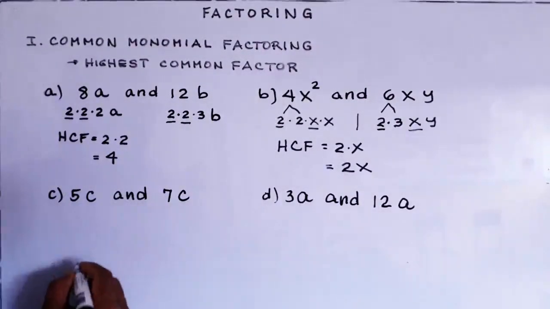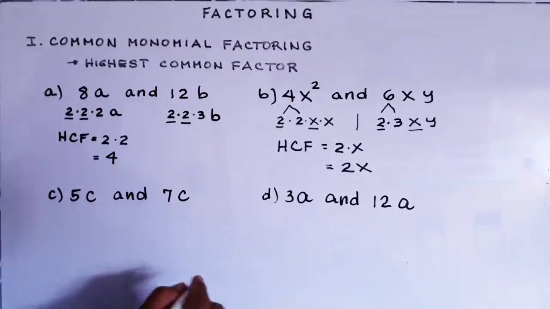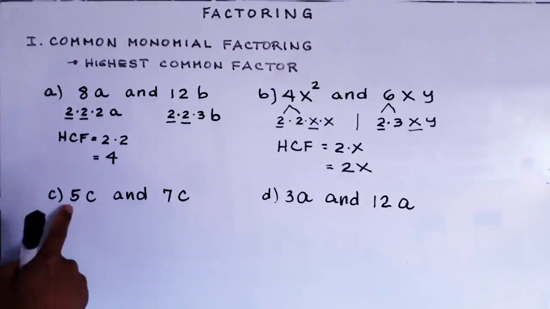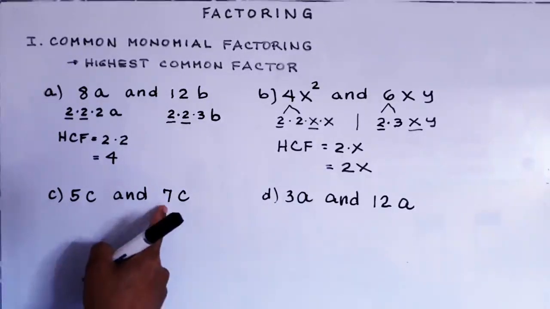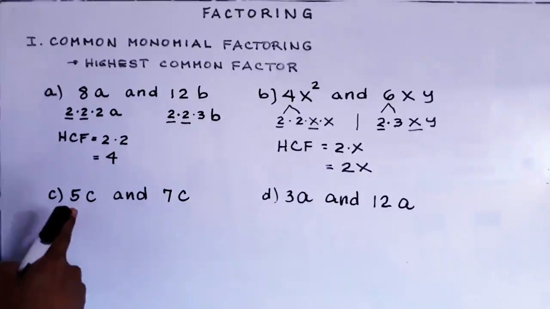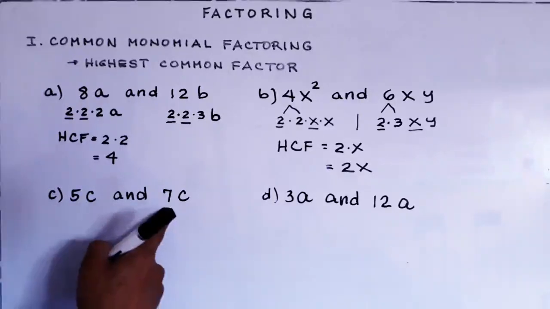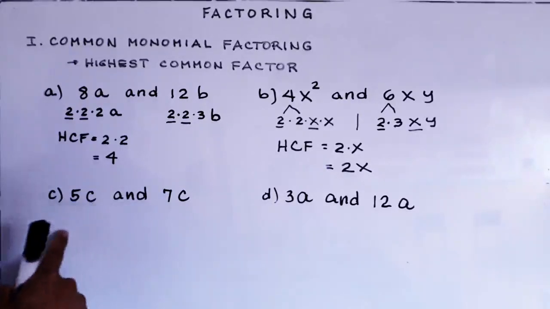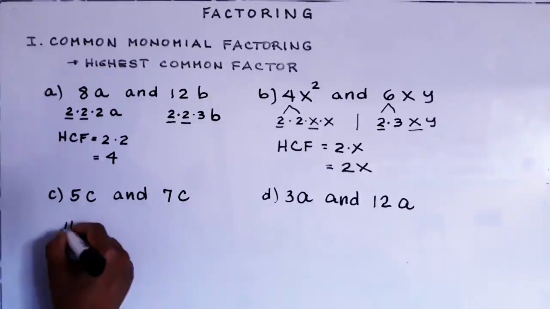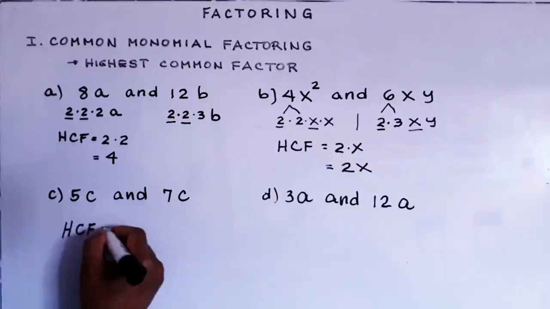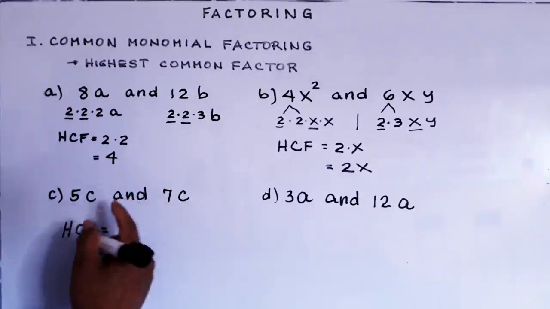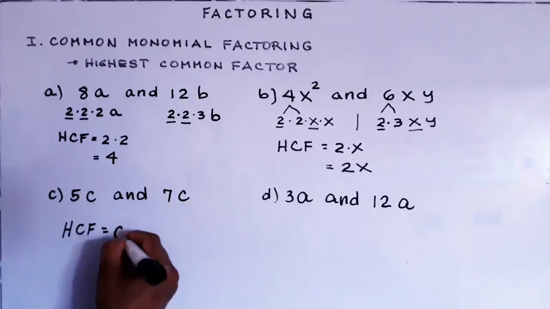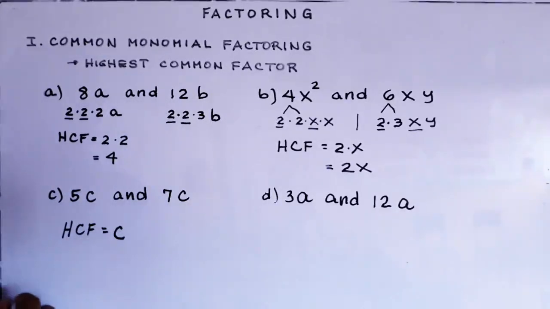Okay, letter C. First is the number. The 5 here is a prime. The 7 there is a prime number also. Now, do you have 5 there? No. Do you have 7 here? No. So we don't have a common number here. Alright, what about the C? There is a C here, one C, and there is another C there. So the C is their common factor.